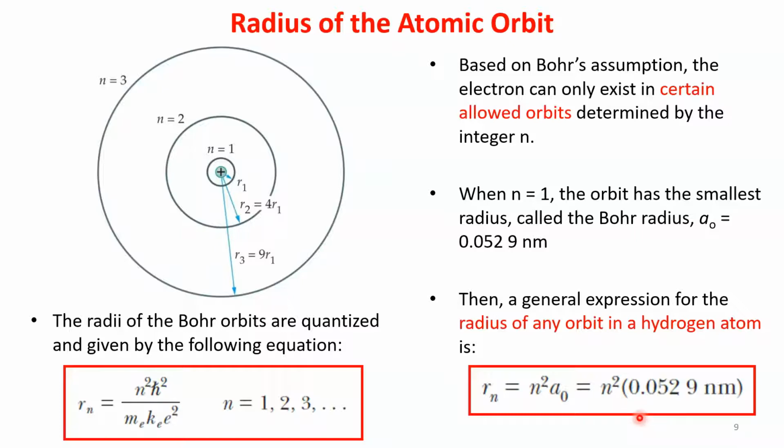0.0529 nanometers. So for the second energy level, you can replace n with 2. For the third energy level, you can replace n with 3. For the fourth energy level, you can replace n with 4. And of course, for the first energy level, or the ground state, you can just replace n equals 1. So 1 squared equals 1 times a0. It will give you the original a0 for the first energy level, or the first radius.